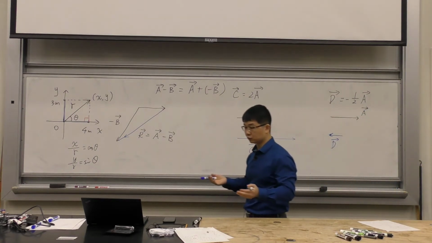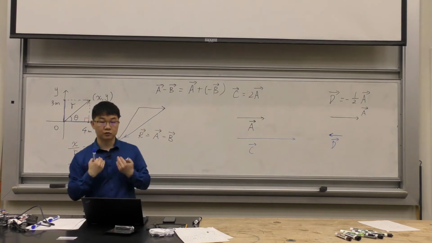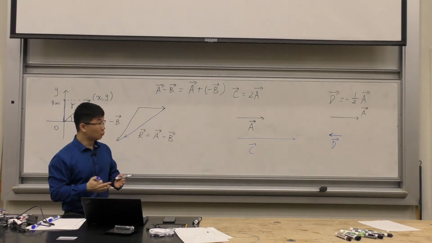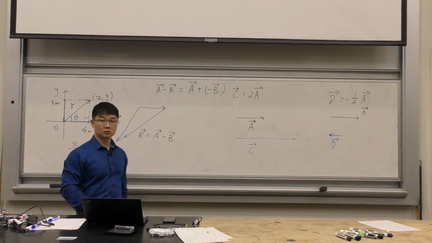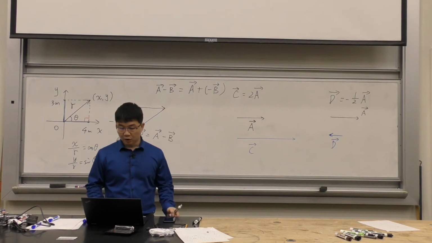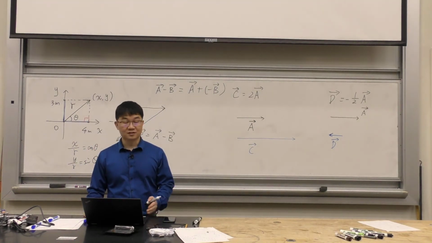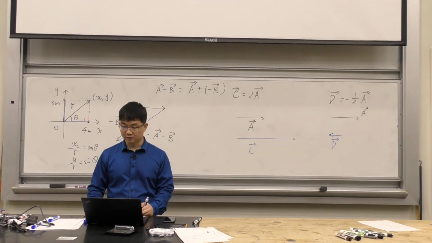So I hope that's intuitive, because this law is very intuitive to me, more intuitive than the addition rule. So that's how we multiply a vector by a scalar, or a number, because a scalar is just a number, right?